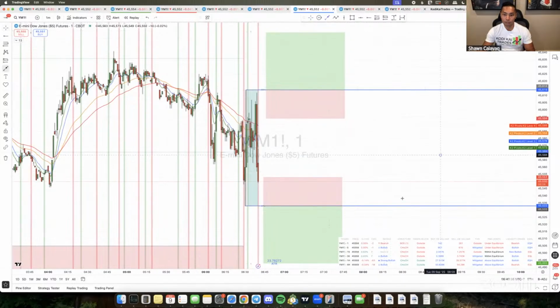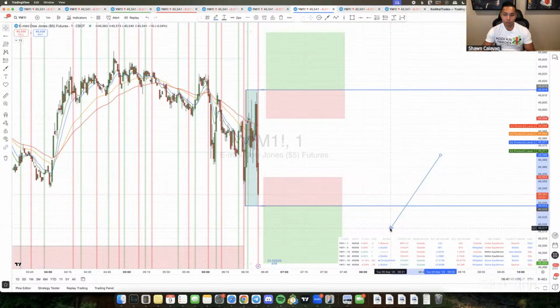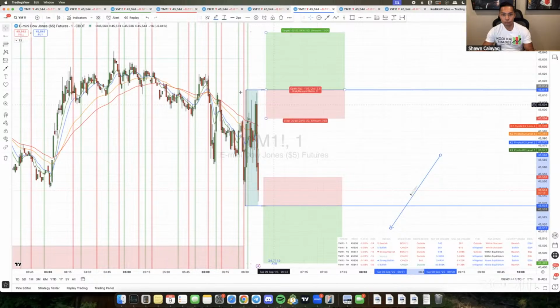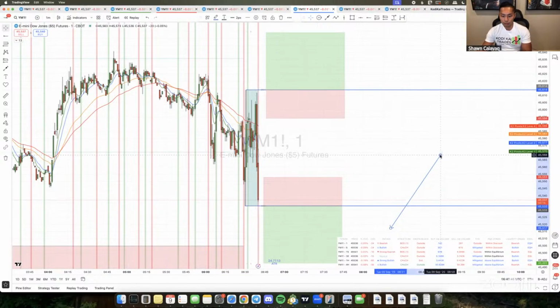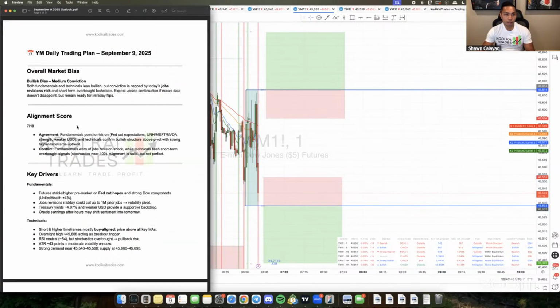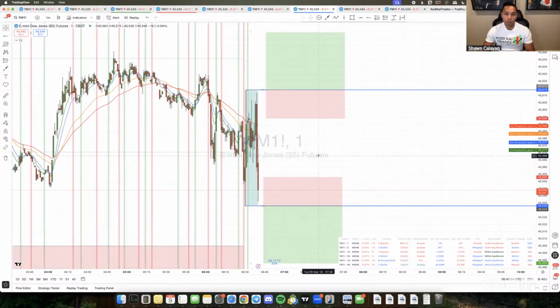So looking over here at my market structure, it's currently bearish on the 1 minute, it's bullish on the 5, neutral on the 15, and 30-minute, 1 hour, 4 hour all bullish. Looking over here at my daily market outlook, it is overall market bias bullish with medium conviction, 7 out of 10 alignment score. So I'm not really looking for sells here.